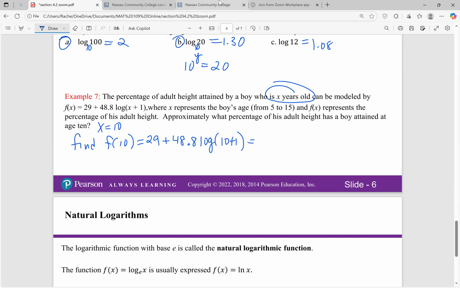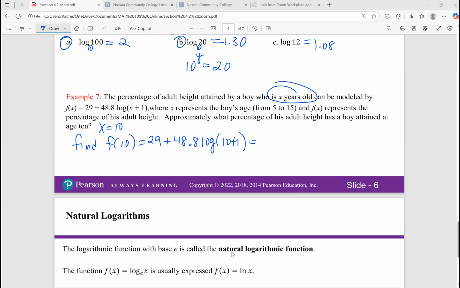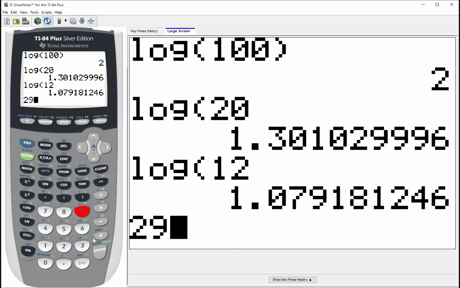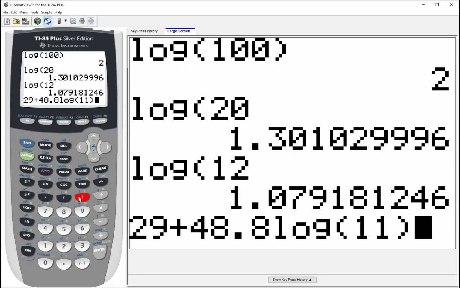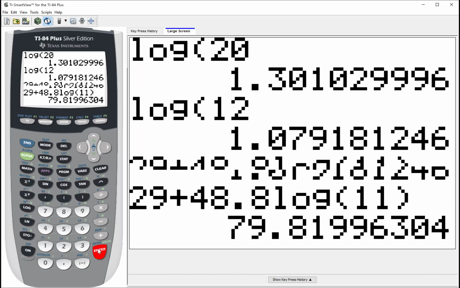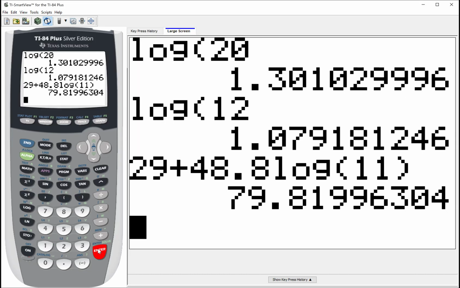So over to the calculator. So we have 29 plus 48.8 times the log, so log of 11. And we get 79.82.